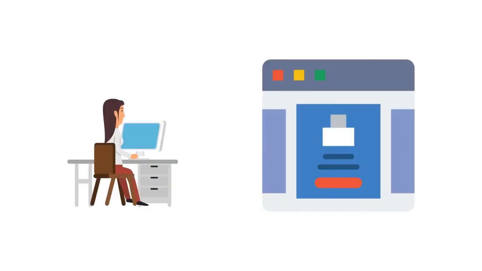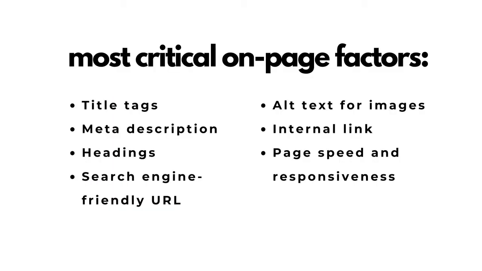On page SEO, also known as on site SEO, refers to the tactics you use on your website that affect your search engine rankings. It's stuff that you have control over and can change on your own website. Here's a list of the most critical on page SEO factors. Let's discuss them one by one.